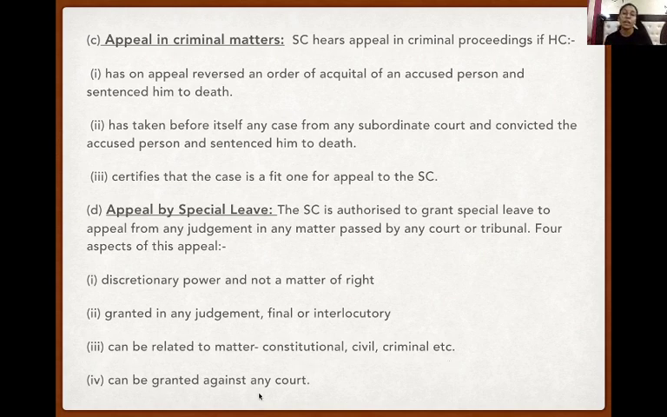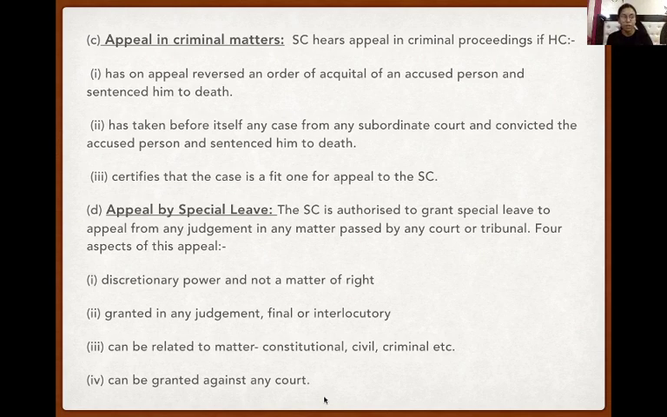It can be granted against any court. This is very important: special leave can be granted against any court. It can be a lower court, a family court, any tribunal, NGT, or any of the High Courts. If a case is going on in any court, you can get a special leave petition.